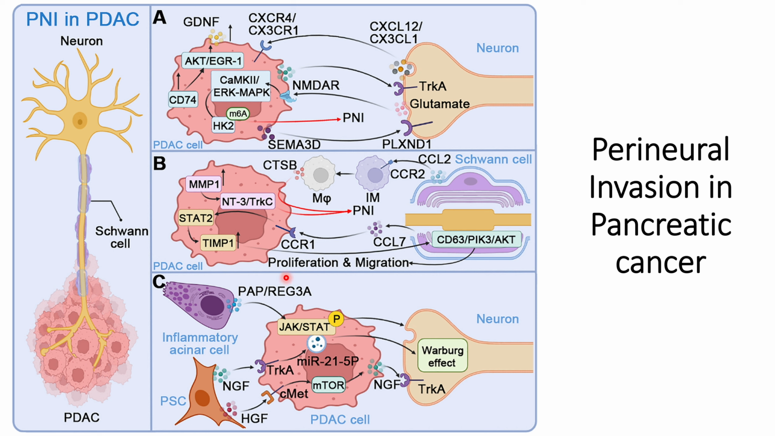Along with this, it also causes upregulation of CD63 or survival pathway in the SIS1 cells, and that aggravates the proliferation and migration of the cells. Apart from this, the SIS1 cells also release CCL2, which helps in the differentiation of immature monocytes towards M2 macrophages, and these M2 macrophages then release CTSB, which helps in perineural invasion.